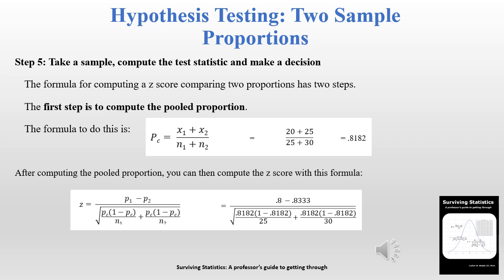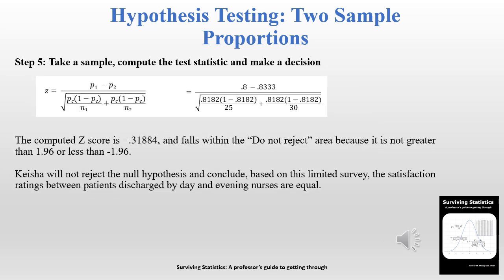Well, what are we going to end up with? So we compute a z-stat for two sample proportions of 0.31884, and that falls within the do not reject region because it is not greater than 1.96 or less than negative 1.96. So once again, she will not reject the null hypothesis, and she'll conclude, based on this limited survey, that the satisfaction ratings between the patients that have been discharged by day and evening nurses are equal.